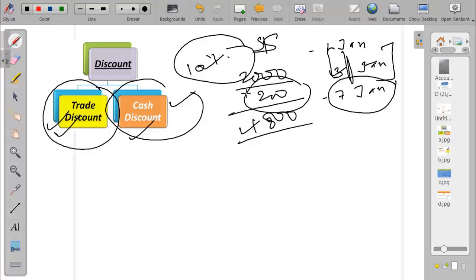Now, earlier I told you that for trade discount we will not pass any entry. But for cash discount we will pass the entry. This is the major difference between trade discount and cash discount. We do not pass any entry for trade discount. Is that clear? But for cash discount I will pass the entry. Okay. Now I am showing you how we will pass the entry. I will take one example. Now see that example.